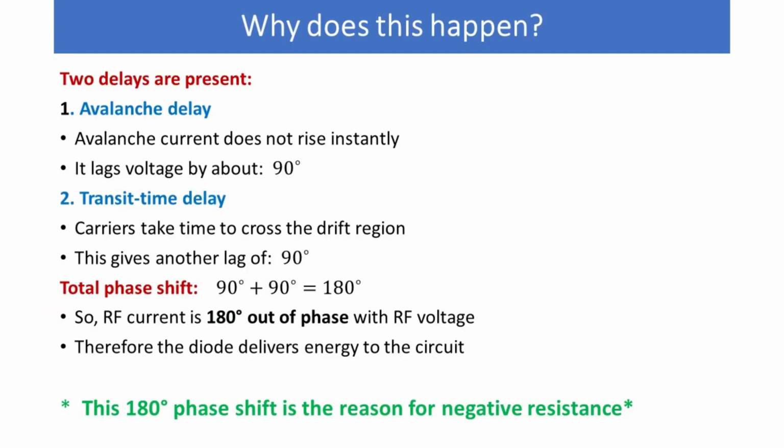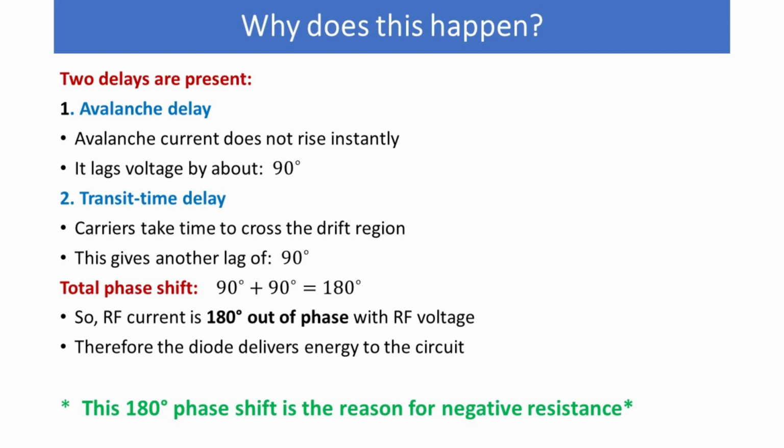Why does negative resistance occur? There are two important delays. First is the avalanche delay. The avalanche current does not rise immediately and therefore lags the voltage. Second is the transit time delay. The carriers require some time to cross the drift region.